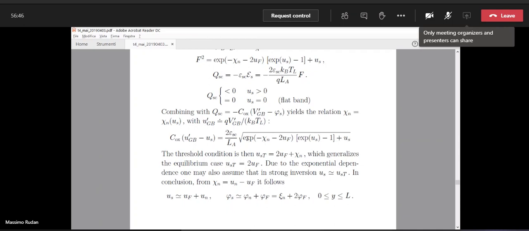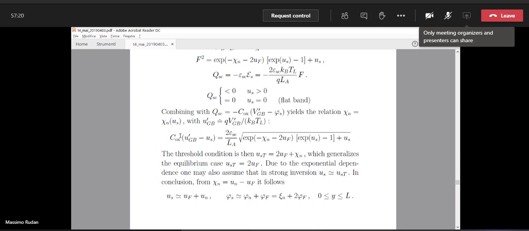So even a minimum variation in US from the condition of threshold is able to produce a strong increase in the right-hand side of this equation because US is inside the exponential, okay? The same increase must occur also to the left. And this is done because we increase very much UGB prime.